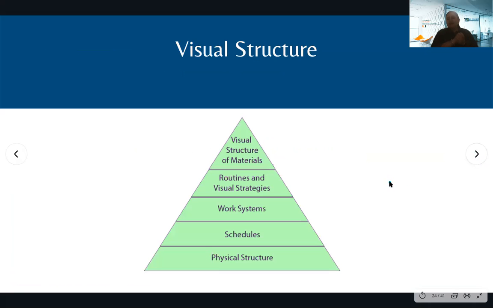Okay, so up to now, for the visual structure, we've started from the bottom. We talked last week about physical structure. We've talked about schedules, talked about work systems, and now we've even gone into a little bit of routine. So now we're going to discuss a little bit about visual structure of materials and some other strategies.